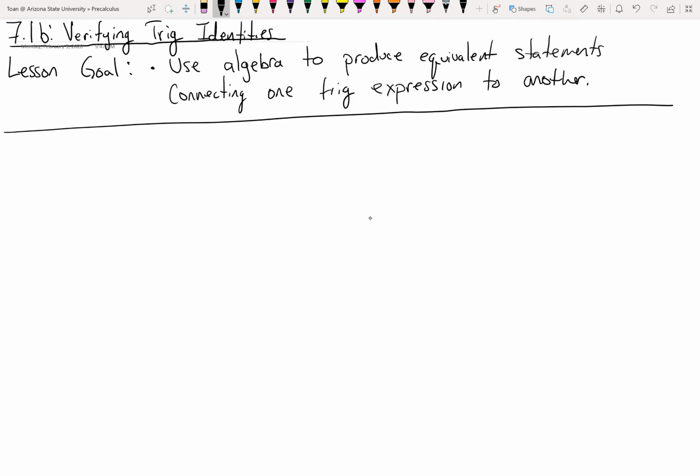So 7.1b will be about verifying trig identities. Yesterday in 7.1a, we simplified. Today we're actually going to verify. Our lesson goal is to do what we did yesterday, produce these equivalent statements, these simplifications. But what we're going to do is connect one trig expression to another to verify.